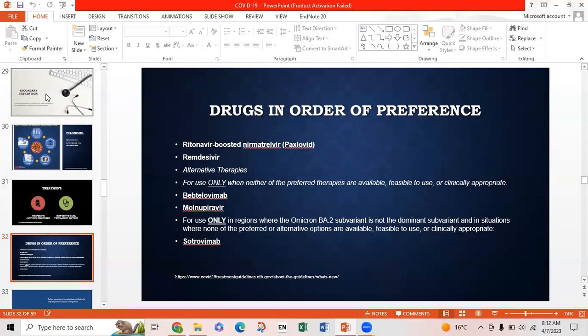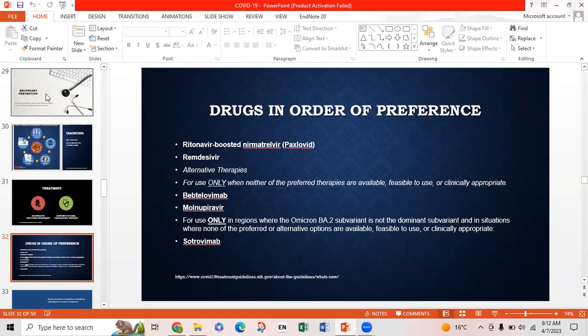Drugs are given in order of preference: ritonavir-boosted nirmatrelvir, that is Paxlovid, then remdesivir. Alternative therapies are for use only when neither of the preferred therapies is available, feasible to use, or clinically appropriate.